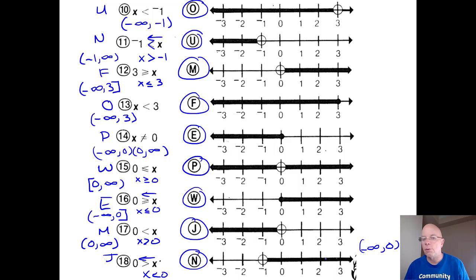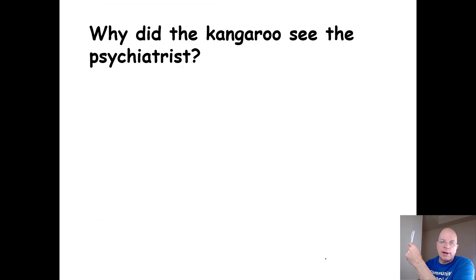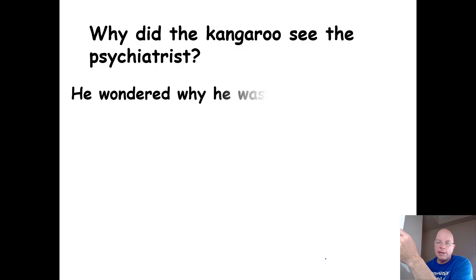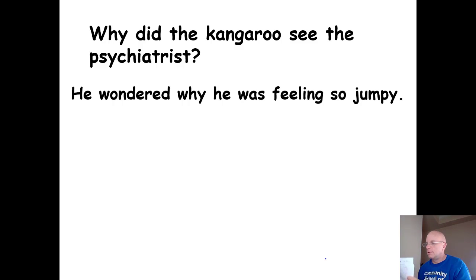Okay, if you see how this thing works. If you're interested in the riddle, you place the letter that we found for each problem underneath the number for that problem, and some of the numbers occur more than once. Like we found D for number 1. There's more than one D. So if you want to fill in those letters and find the solution to the riddle yourself, you can. Or I could just reveal it now, so pause if you don't want to know it. Why did the kangaroo see the psychiatrist? He wondered why he was feeling so jumpy.